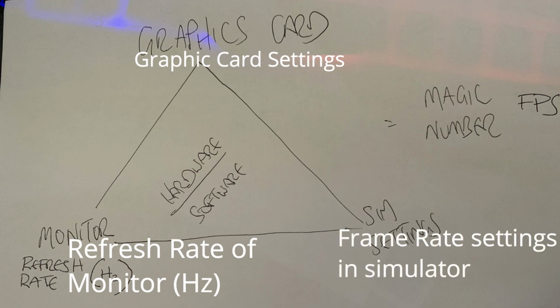What have you got your settings set at? Because very particular settings will change what we're talking about, which is the magic number of your frame rate. It's like a triangle of these, and they're all governed by your hardware and your software. So it really does depend on your operating system and your hardware within your PC as to how you can set your graphics card, how you can set up your monitor, and how you can set up your sim to find that magic number. But it's really governed by the hardware and software.